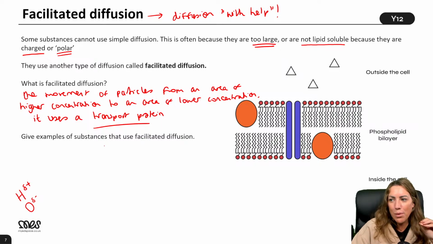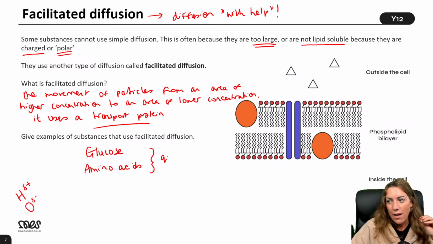So examples of substances that use facilitated diffusion: things like glucose and amino acids, because they're quite large. I'm just going to put quite large. They can't use simple diffusion because they're too big. It's not active transport. Guys, how is this different to active transport? Active transport is very different. They both use proteins, but this is a type of diffusion. It's not the same as active transport.